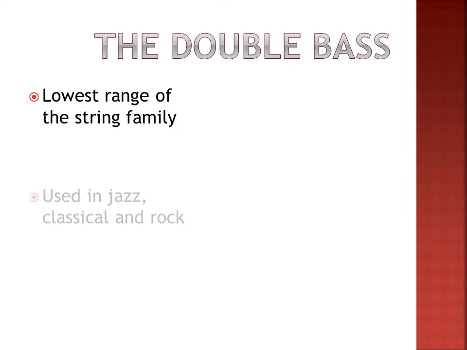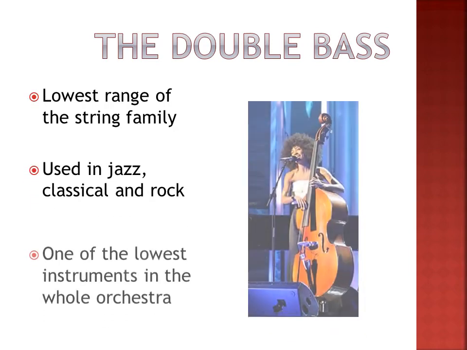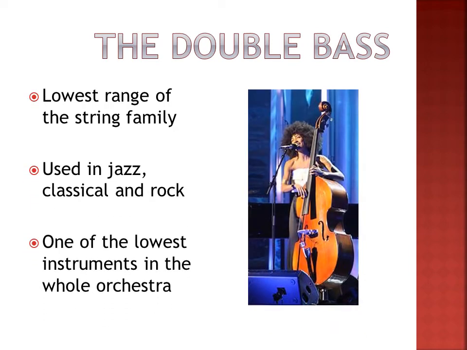The double bass is also a very well-known instrument because it's used across genres. It's used in classical music, jazz, and rock. Pictured below is Esperanza Spalding, a pretty wonderful crossover artist who plays a lot of jazz and writes a lot of her own music. Check her out if you don't know anything about her.